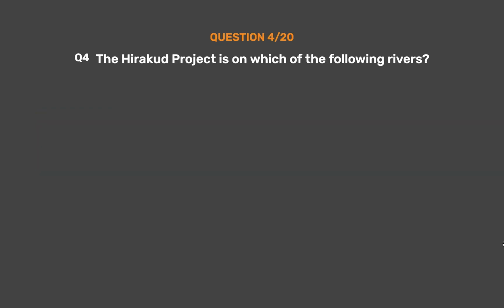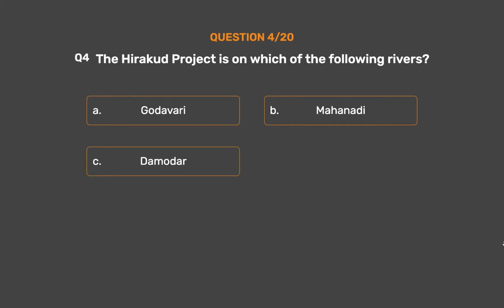Question number 4. The Hirakud Project is on which of the following rivers? Option A. Godavari. Option B. Mahanadi. Option C. Damodar. Option D. Kosi.